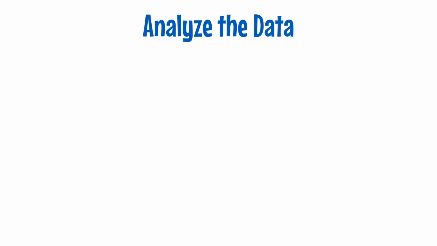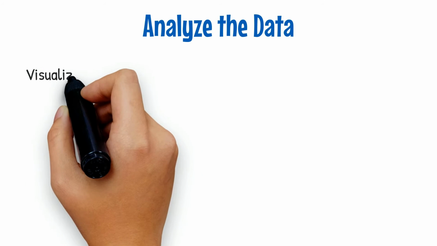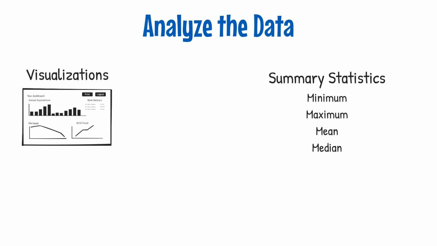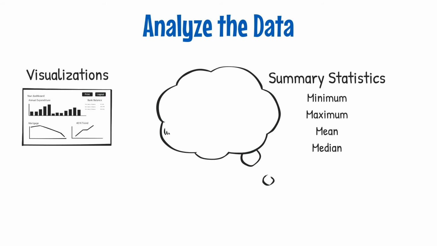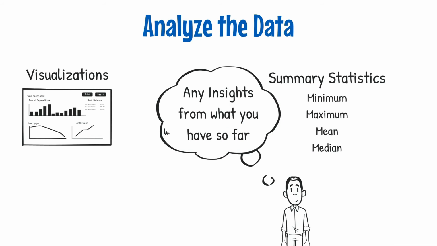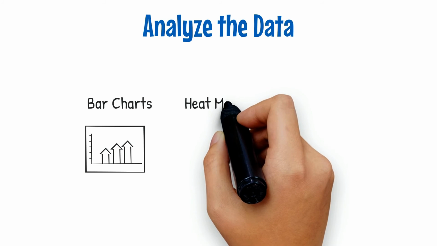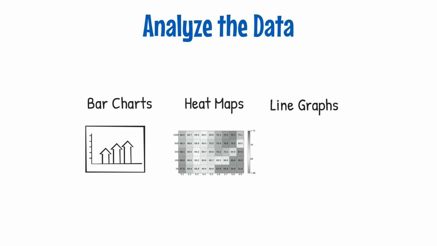Analyze the data. This part of the workflow includes visualizations and summary statistics such as minimum, maximum, mean, and median. Different categories in your data will be analyzed to see if you can derive any insights from what you have so far. This insight is pivotal in understanding your data. Bar charts, heat maps, and line graphs are good visuals to use in order to see how everything is related. Correlation is often used as well to determine which categories are strongly correlated.